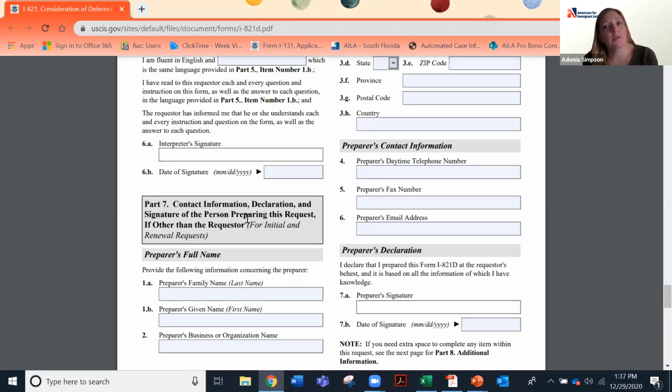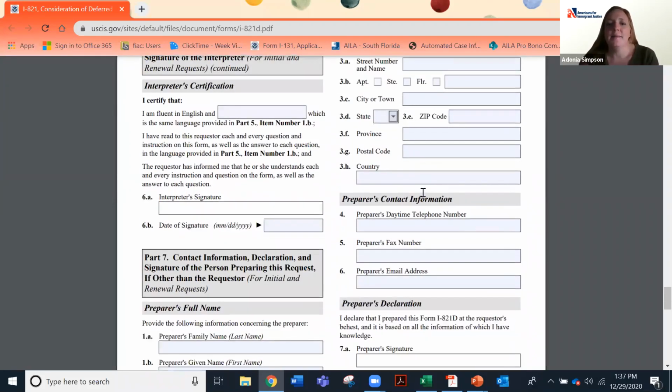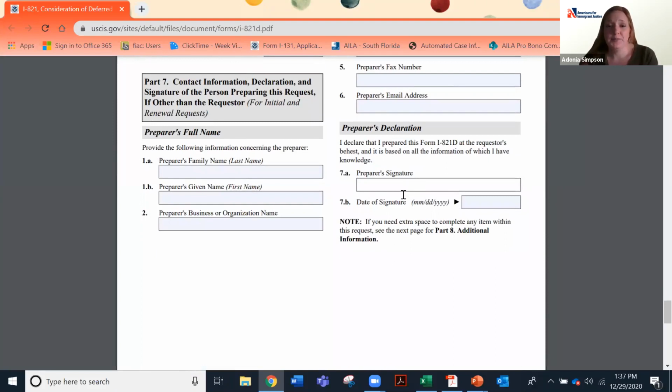Oftentimes this will be an attorney or a Department of Justice accredited representative. And if they've completed the application on your behalf, they'll fill in their information, their organization or business name, their address, and also sign off on it.